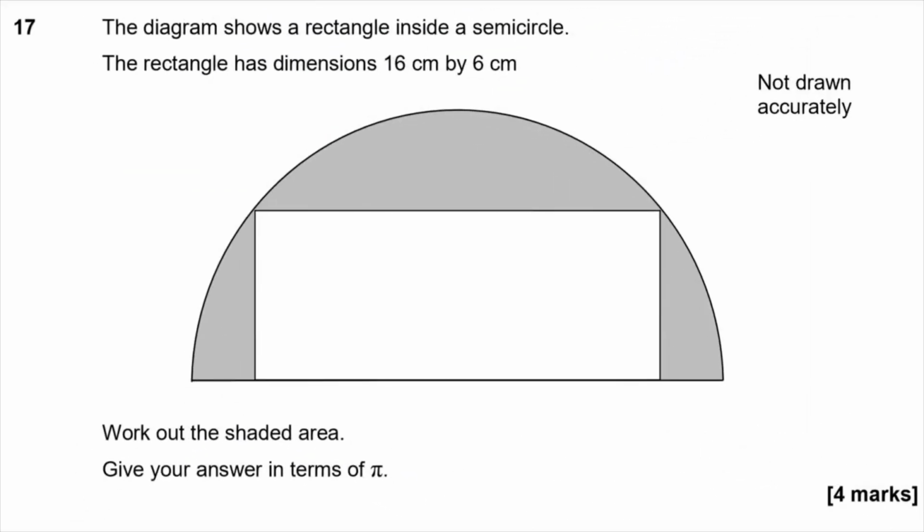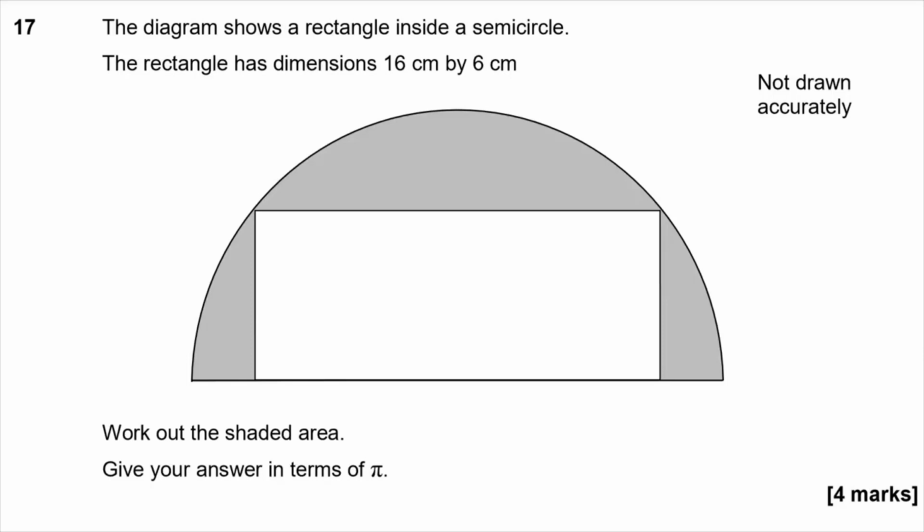Okay, so the diagram shows a rectangle inside a semicircle. The rectangle is 16 centimeters by 6 centimeters, and we need to work out the shaded area. You can see this shaded area is half a circle, a semicircle, with that rectangle taken out of it. Finding the area of the rectangle is going to be pretty straightforward. What we need in order to work out the area of the circle is the radius. That's going to be the tricky bit.